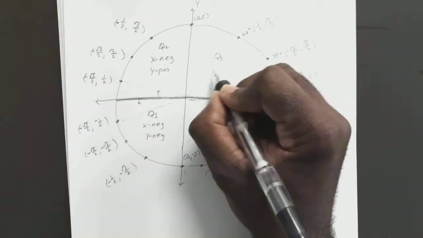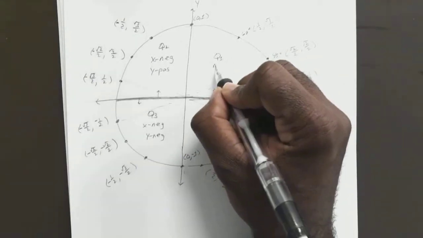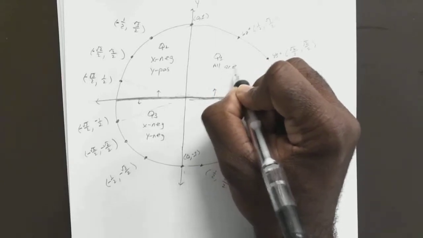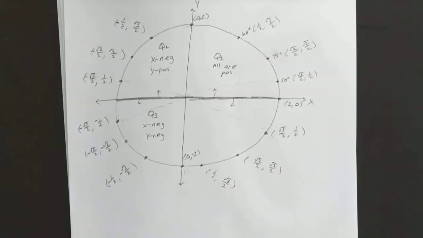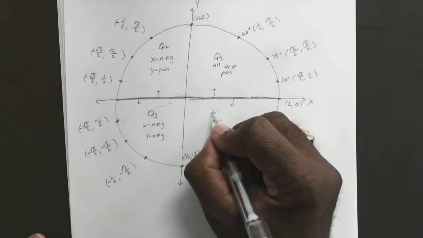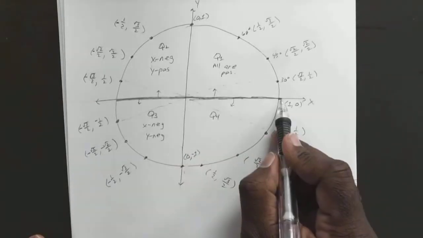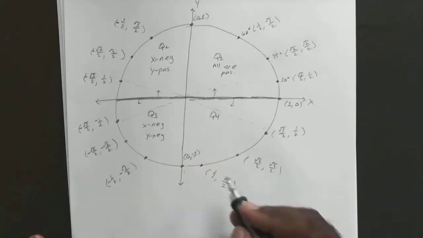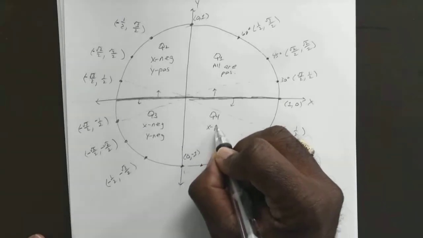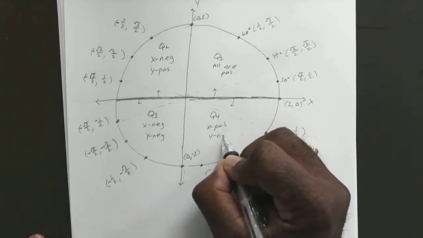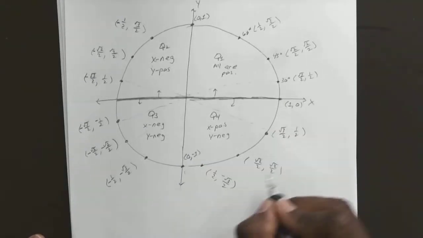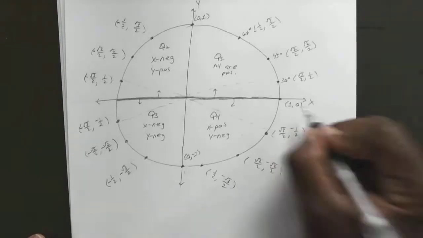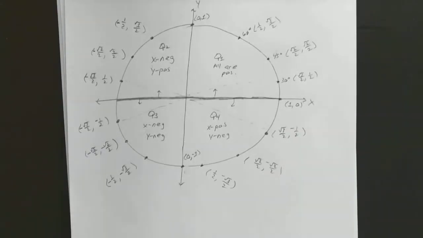Oh, forgot Q1. Quadrant 1, everything's positive. So we don't have to worry about doing anything there. X and Y are both positive. Now in quadrant 4, your X's are positive, but your Y's are negative. So you just make all your Y's negative. So X is positive, Y is negative.